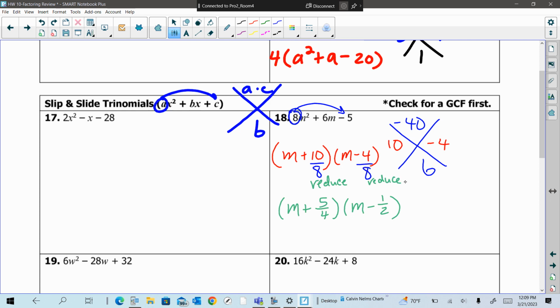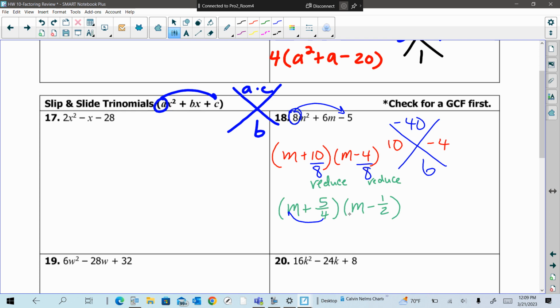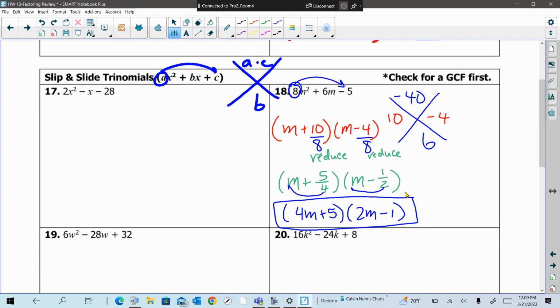All right, so now we can do bottom up. So the bottom number comes up to the front. So our final answer is 4m plus 5 and 2m minus 1. All right, order doesn't matter, but we have to remember to divide, reduce, and bottom up.